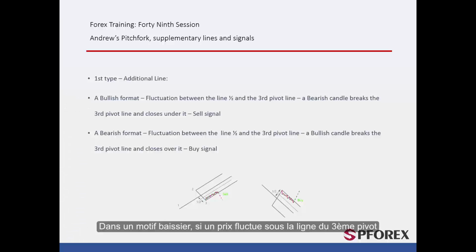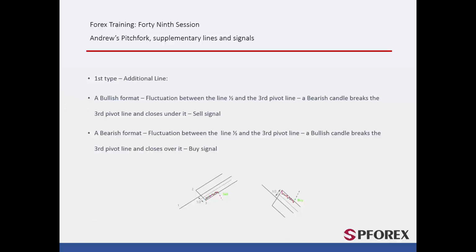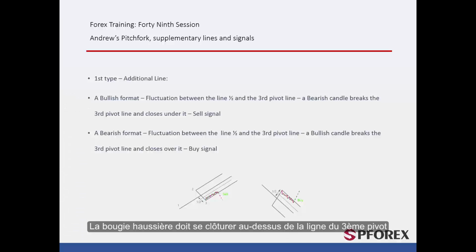In a bearish pattern, if a price fluctuates under the third pivot line, which eventually breaks this line by a bullish candle, then a correct buy signal is generated only if the price fluctuation could not break the signal line between the first and third pivot lines. The bullish candle must close over the third pivot line.